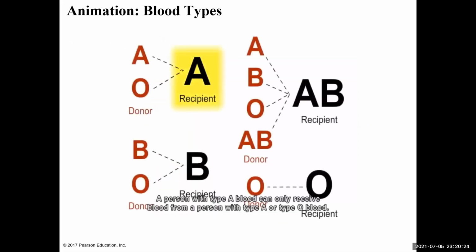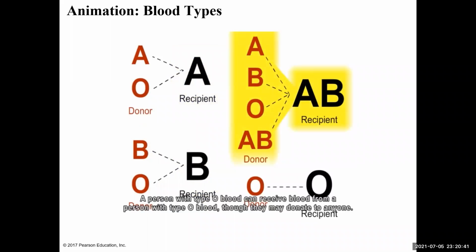A person with type A blood can only receive blood from a person with type A or type O blood. A person with type B blood can only receive blood from a person with type B or type O blood. A person with type AB blood can receive blood from a person of any blood type. A person with type O blood can receive blood from a person with type O blood, though they may donate to anyone.